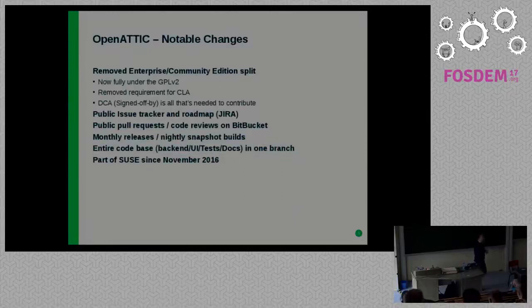Also, we got rid of the dual licensing that was in place. Back then, the Enterprise Edition had a few additional bits on top that you would have to pay for. All of this was folded into a single code tree released under the GPL. Since then, there's no distinction between enterprise and community, just openATTIC going forward. We also got rid of the requirement for contributors to sign a contributor license agreement. Similar to Ceph, if you contribute to openATTIC, all we require is that you add a sign-off line to your commit message, similar to how the Linux kernel and many other open source projects do it nowadays.